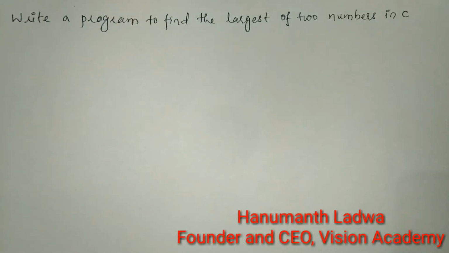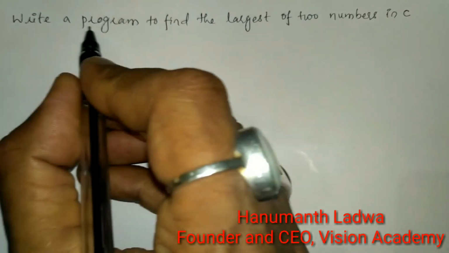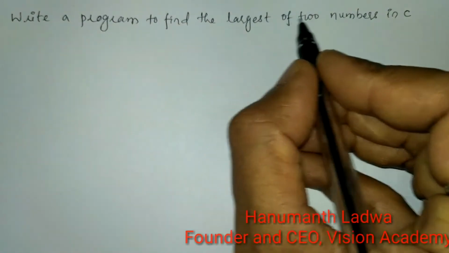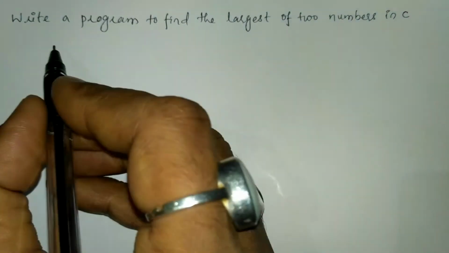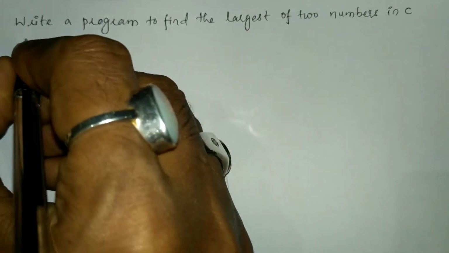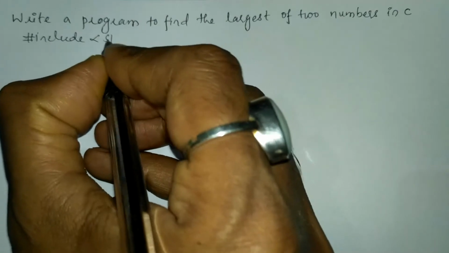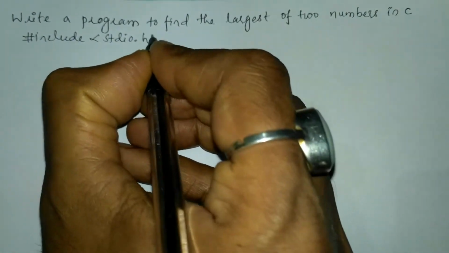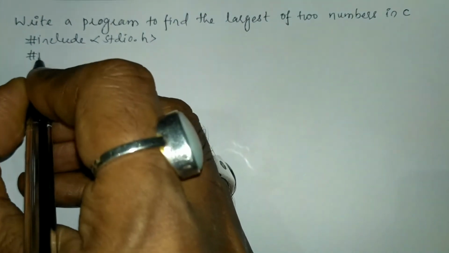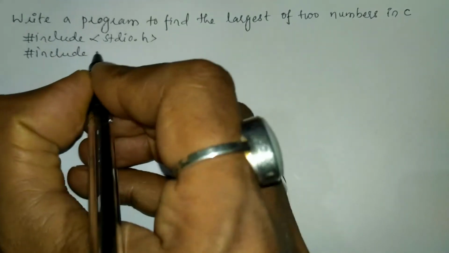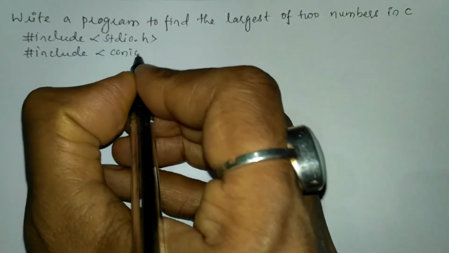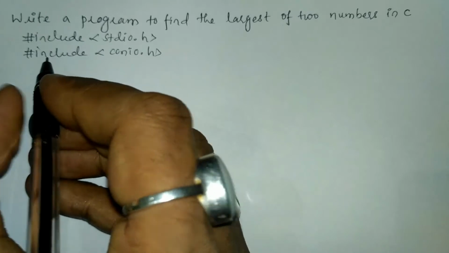My name is Hanmant Ladwa, and in this video we are going to write a program to find the largest of two numbers in C. So let us write the preprocessor directives. Hash include, in angular brace we'll write standard input output .h header file. Hash include, in angular brace we'll write console input output .h header file.